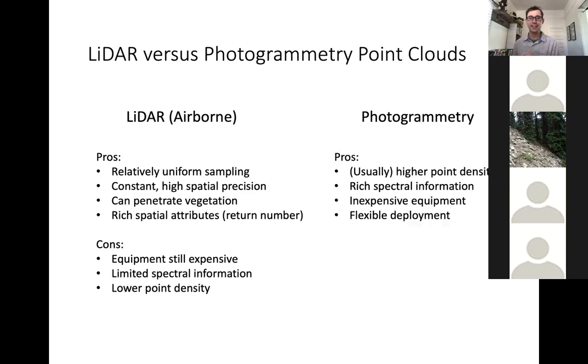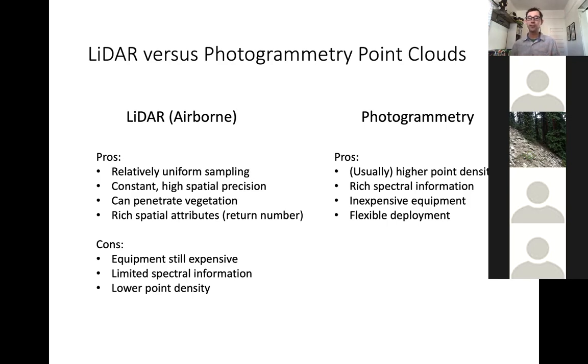So photogrammetry has some advantages too. Usually it's going to give you higher point density, even up to hundreds of points per square meter. It also gives you really rich spectral information. So even with ordinary RGB photos, you're now getting not only X, Y, and Z coordinates of where that point is in space, but also red, green, and blue information that indicates how bright a pixel is in all those different wavelengths. And if you're using an even fancier camera, like a multispectral camera that can see into the infrared, you might even get 5 or 6 or 7 spectral bands associated with each point.